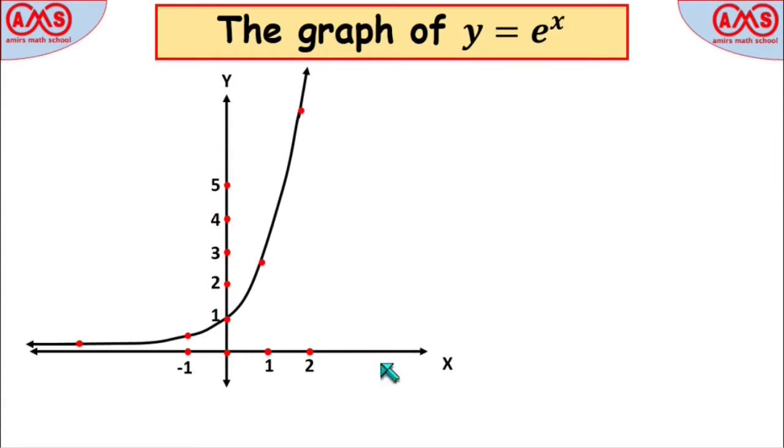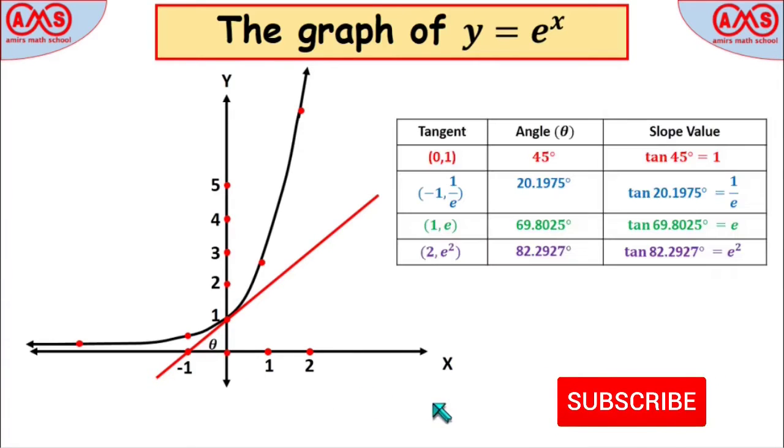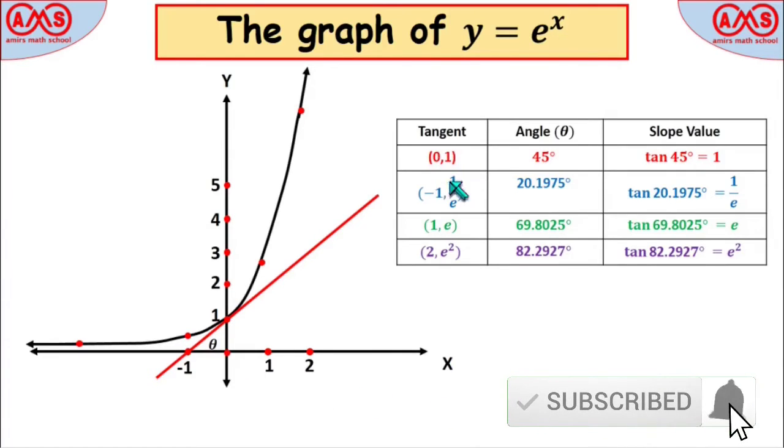Now, at x equal to 0, the value of y is equal to 1. At this point, if we draw one tangent, it will make the angle theta with the positive direction of x-axis. This angle is theta. In this case, that is at the point (0, 1), this angle will be 45 degrees. If we measure this angle theta, the value of theta will be 45 degrees.